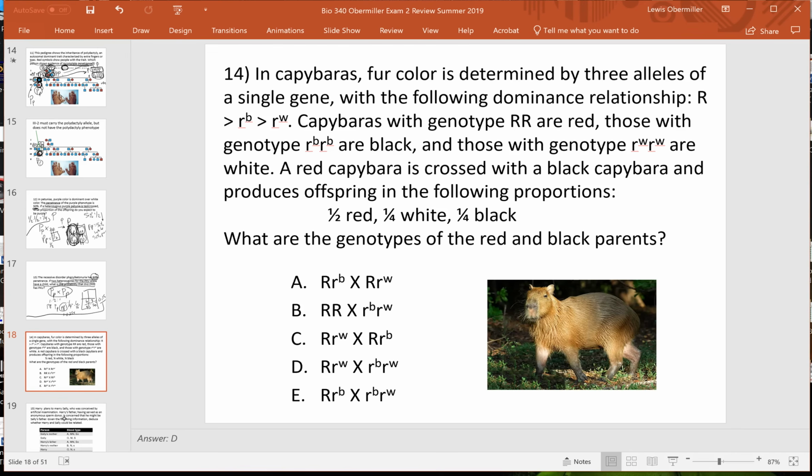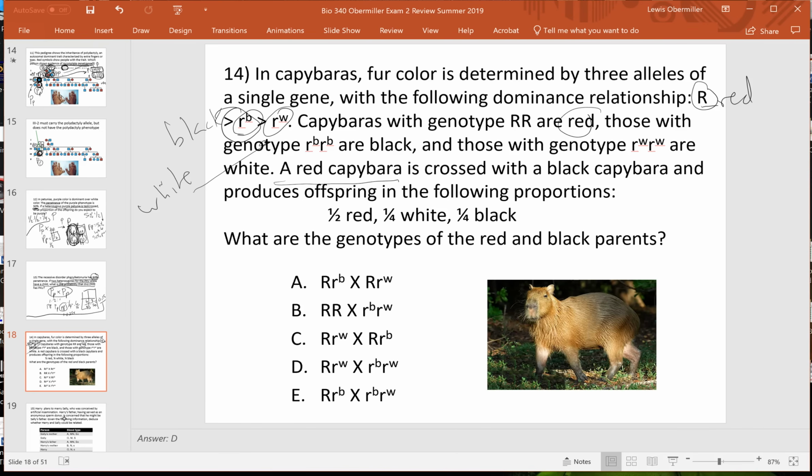Capybaras. So capybaras' fur color is determined by 3 alleles of a single gene, with the following dominance relationship. So these are red. This is red. This is black. And that one I assume is white. So we have the hierarchy here.